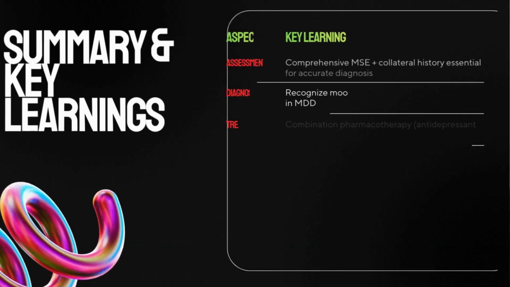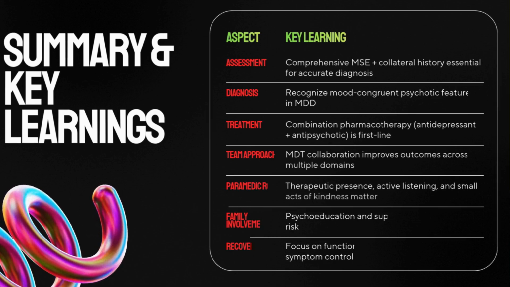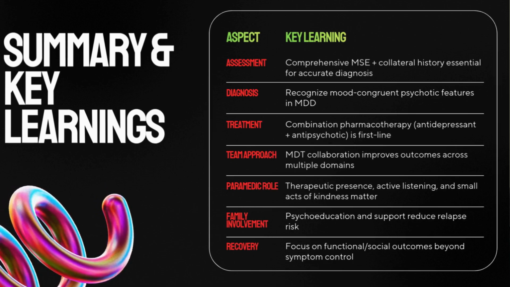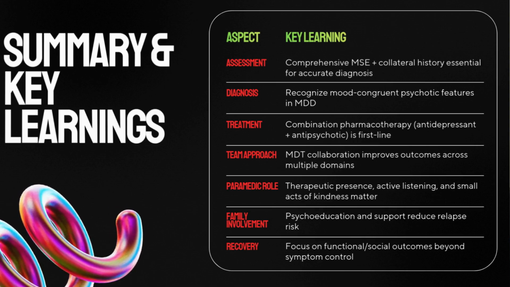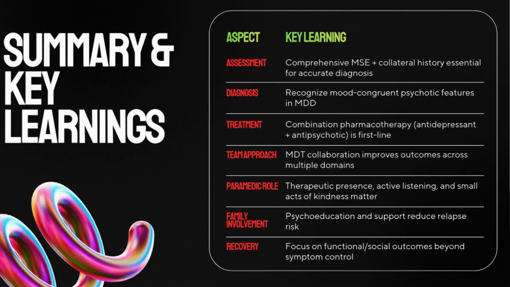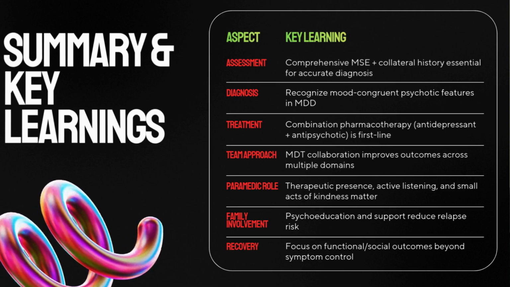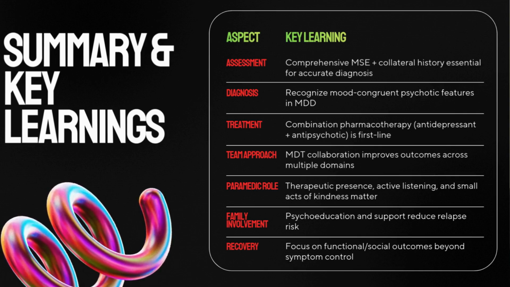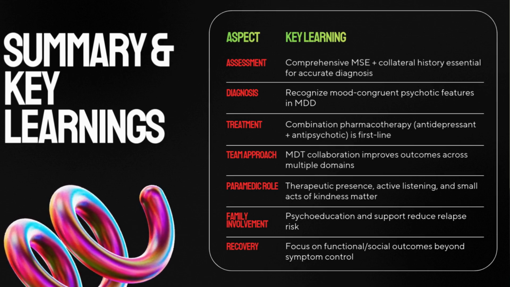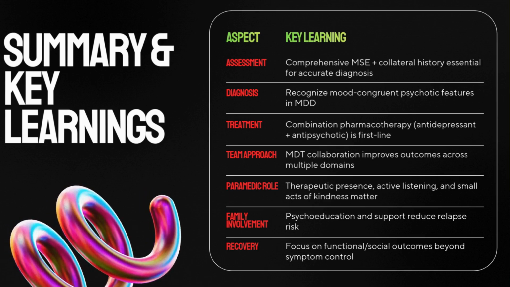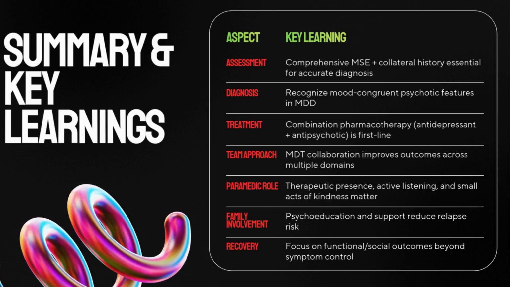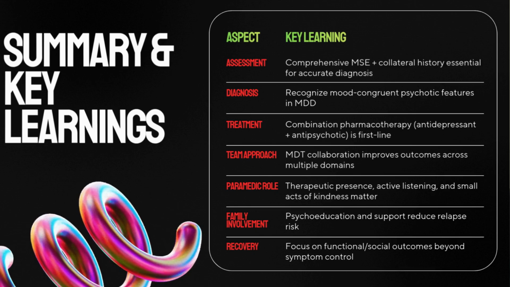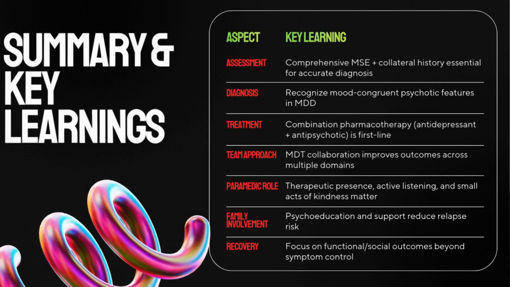So what are the key takeaways from this case? This is the summary and key learning. From assessment, a comprehensive clinical assessment, MSE plus collateral history, is essential for accurate diagnosis. In the aspect of diagnosis, we learned how to recognize mood-congruent psychotic features in MDD. For treatment, we learned combination pharmacotherapy, which is an antidepressant and an antipsychotic.